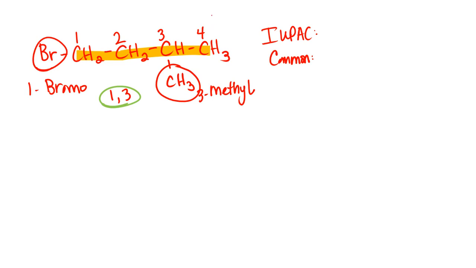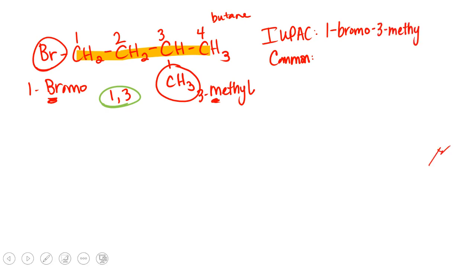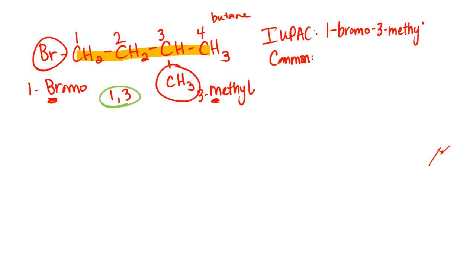We're on a 4-carbon chain. But is our prefix for a 4-carbon chain. So butane, we need to alphabetize and put the bromo before the methyl. And so we end up with 1-bromo-3-methylbutane.